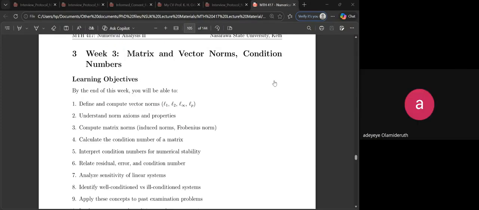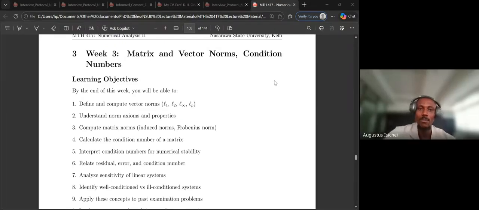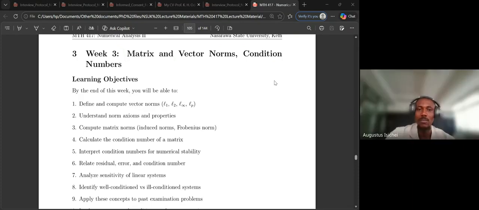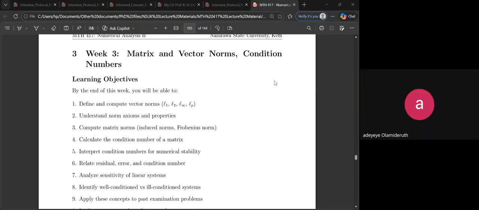So yeah, we have learned a lot about Gaussian elimination. This week we want to talk about vector norms, matrix norms, and also condition numbers.